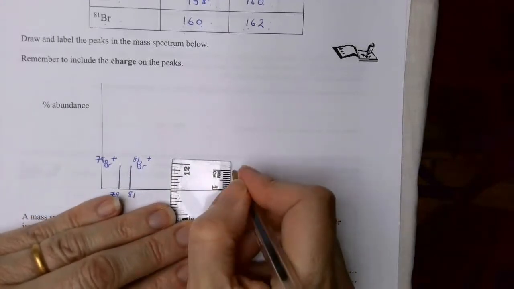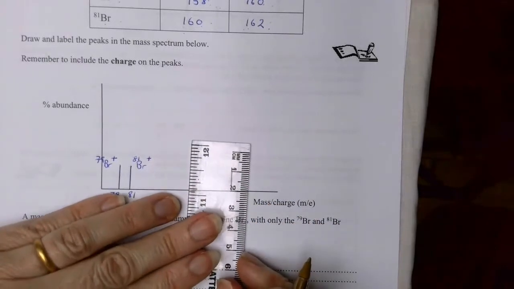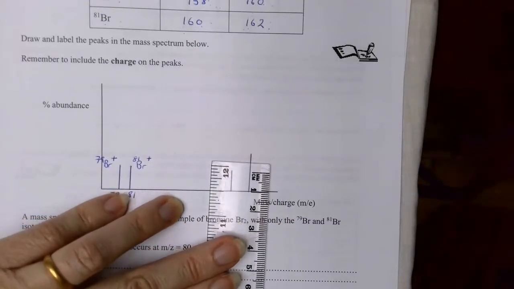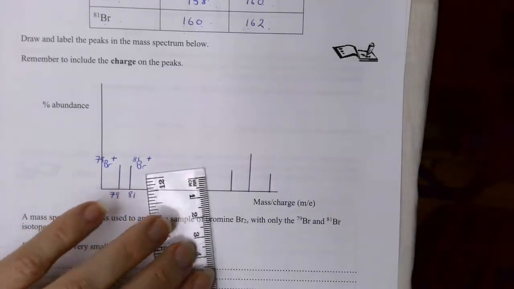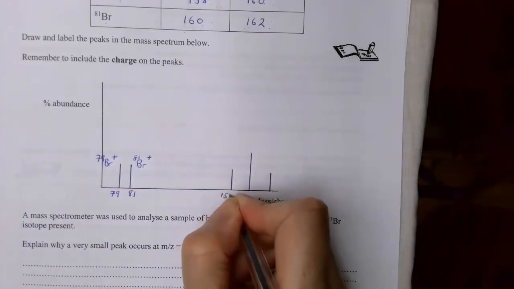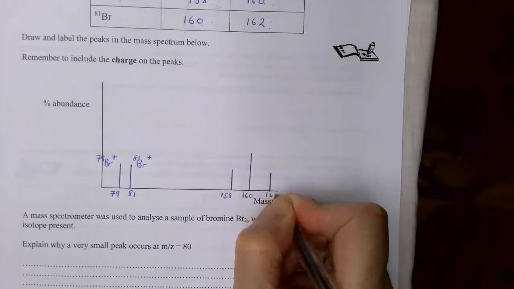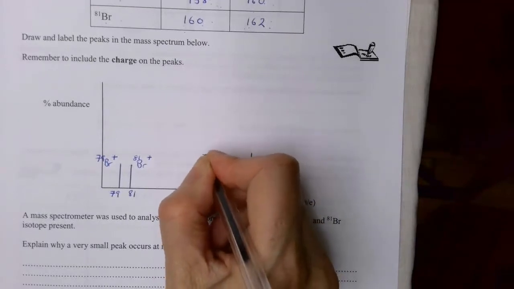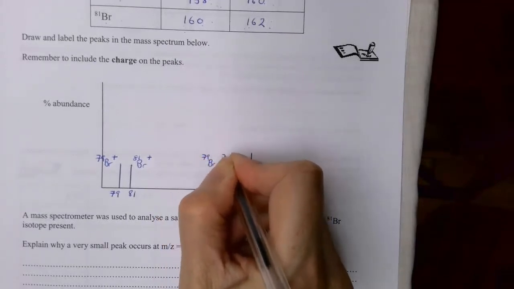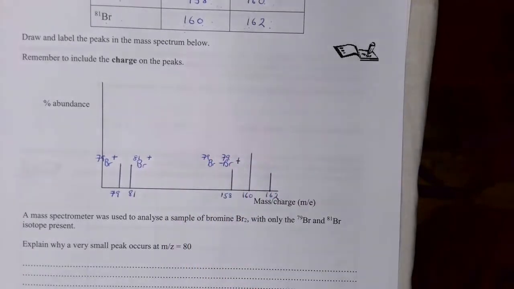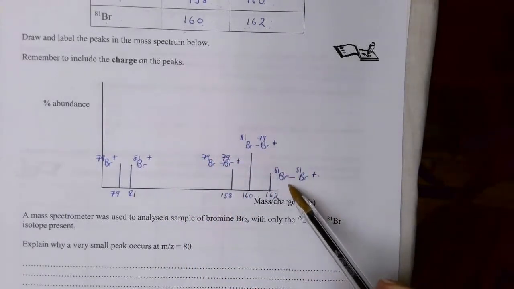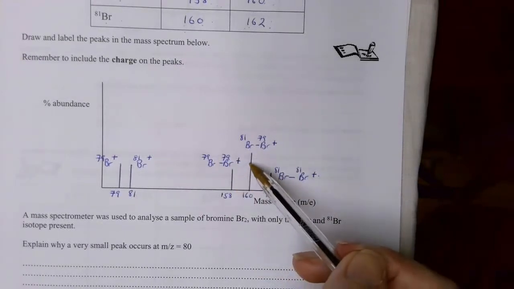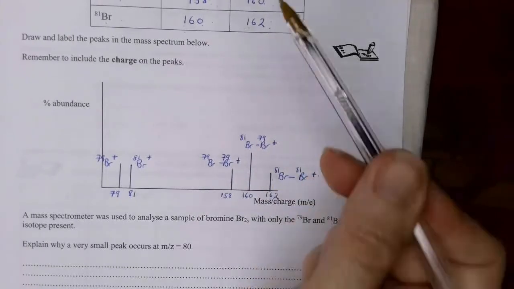So I've got a 1 to 2 to 1 ratio. So that is my 158, my 160 and my 162. This one will be my bromine 79 bromine 79, don't forget the positive on that. And there I have my other molecular ion peaks as well. So I've got 3 molecular ion peaks in total in the ratio 1 to 2 to 1. And I've worked that out doing this little chart here.